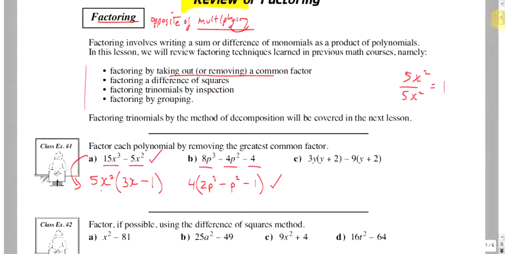Now this one looks a little different. All these terms were separated by a sign. A minus. A minus. Where's the sign here? Right there. So there is this term and there is that term. There's two terms here. What's common in both terms? What can I take out of both terms?